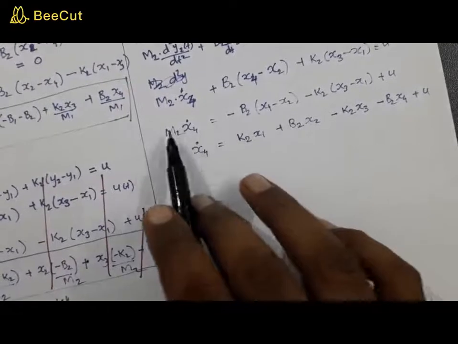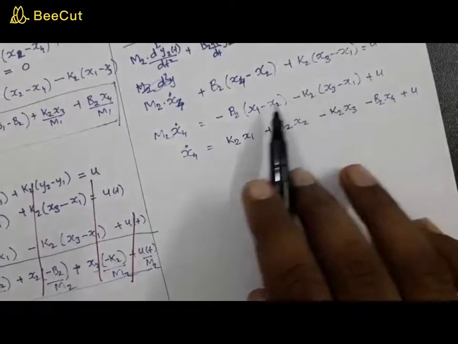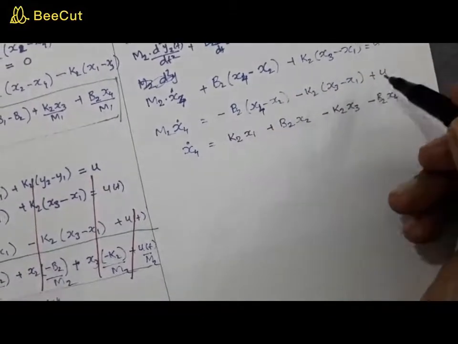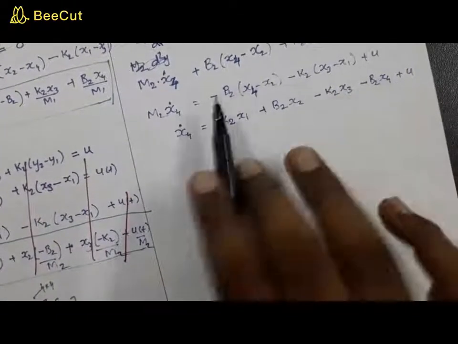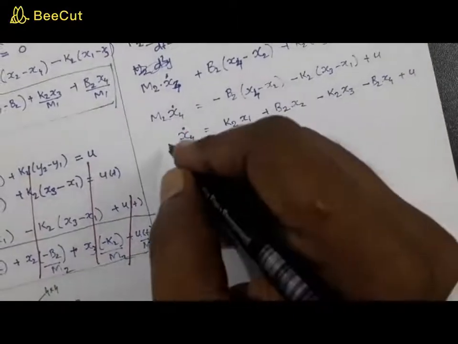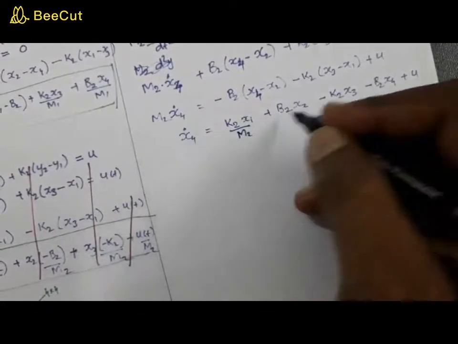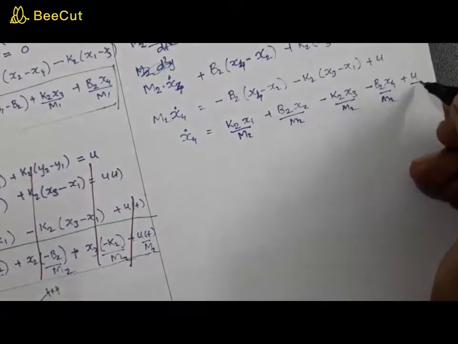Now you can bring these terms to this side, so we'll be getting this as minus b1 into (x4 minus x2), minus k2 into (x3 minus x1), plus u. Now rearranging, you will get an equation like this. You may just do it by yourself. So this is x4 dot, this is m2 into x4 dot. You should divide this by m2, this by m2, this one by m2, and this one by m2. Okay, so you got x4 dot.